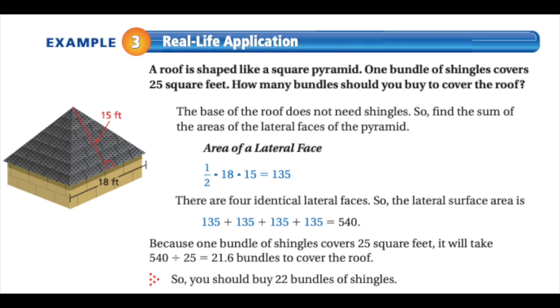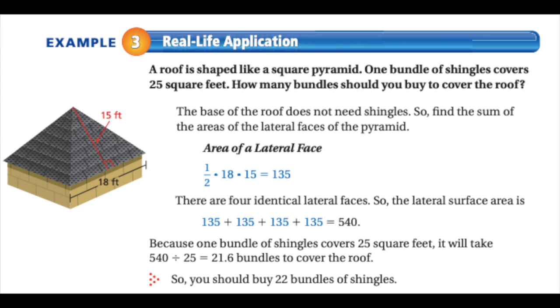So the base of that triangle is 18. The slant height, or the height of that triangle, is 15. So we have 1/2 times 18 times 15, which is 135. So each of those faces is worth 135. We multiply by 4. That gives us 540. So that's how many square feet that we need in total.